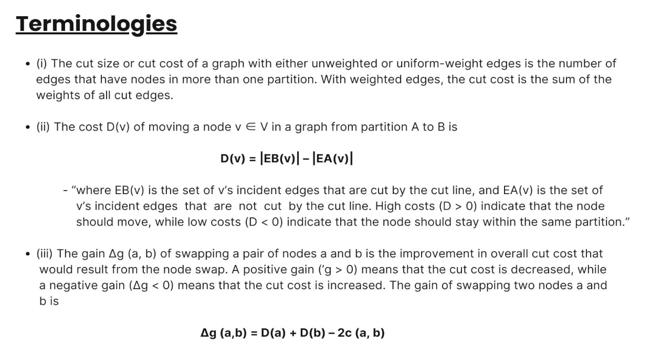The third term is the gain of swapping a pair of nodes. The gain of swapping pair A, B is defined as delta G(A, B) equals cost of A plus cost of B minus 2 CAB. Here the CAB term is 0 if there is no edge between node A and node B. If there is an edge between node A and node B, then it is the weight of the edge. Negative gain means the cost is increased, and positive gain implies the cost is decreased.